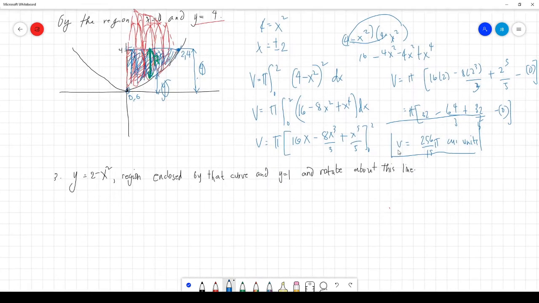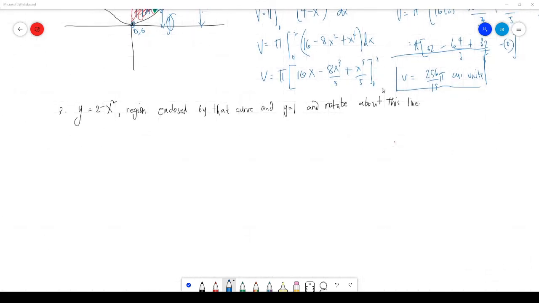Now let's go to example number 3. The curve is y is equal to 2 minus x squared, the region enclosed by that curve and y is equal to 1, and then rotate about y is equal to 1. Alright, so let's try to draw the graph for that one.